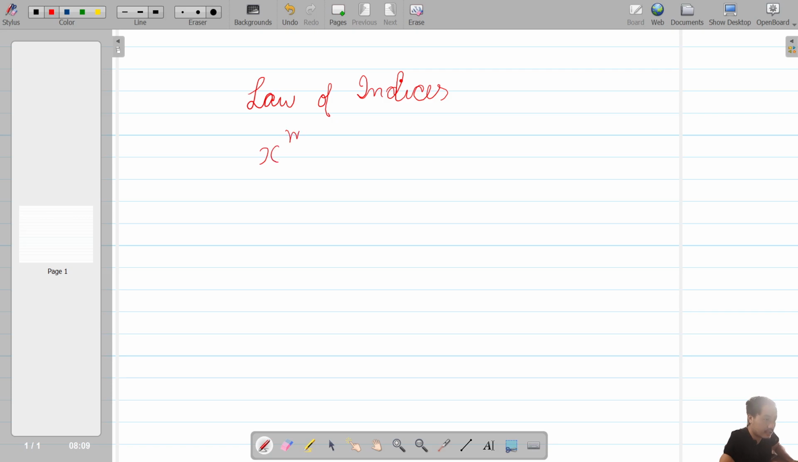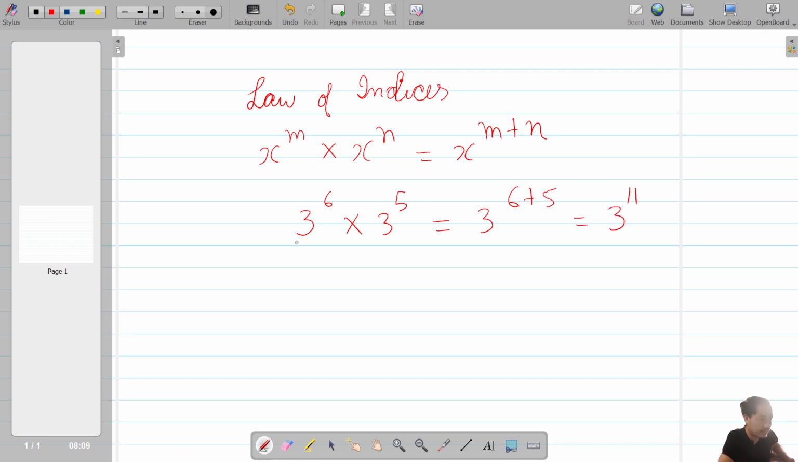It states that if your base is same, that means your x and x is same, then you can always add the powers. 3 to the power 6 multiplied by 3 to the power 5 is nothing but 3 to the power 6 plus 5, which becomes 3 to the power 11, right? The base is same, 3 and 3.